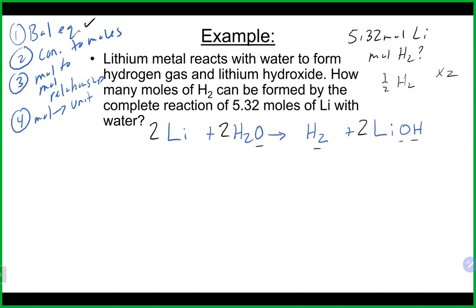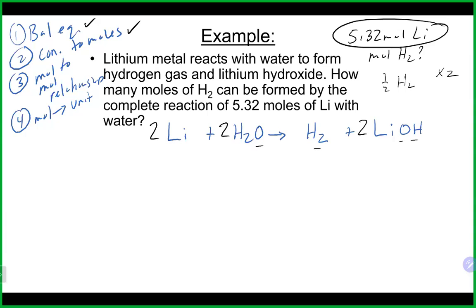Next thing we want to do is take whatever they gave us and convert it to moles. So this is the only number they gave us. Do I need to convert it to moles? I do not. It's already done for us. So good deal. Halfway through, right? There, that's a check mark.